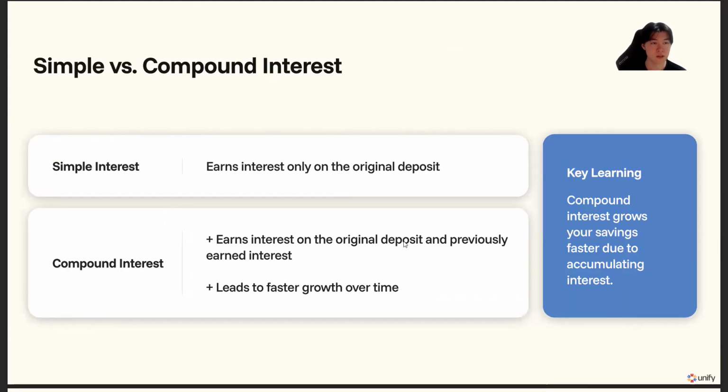Now, let's look at simple versus compound interest. Simple interest basically is when you earn interest only on the original deposit. Compound interest, you earn interest on the original deposit and previously earned interest. This method leads to faster growth over time. Overall, compound interest grows your savings faster due to accumulating interest.